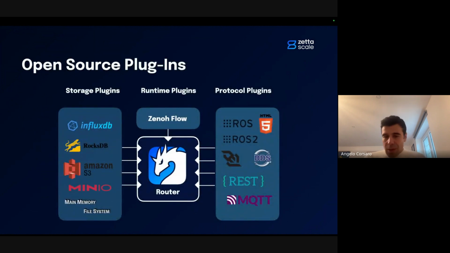Okay, last point. Every router has a plugin framework. Plugins can be used to plug in third-party protocols. So we have support for MQTT, DDS, REST, WebSocket, ROS1, and ROS2. So you can bridge ROS1 robots also on Zenoh, as well as plugins for databases. Okay, and here are some examples of the plugins that we support as of today.